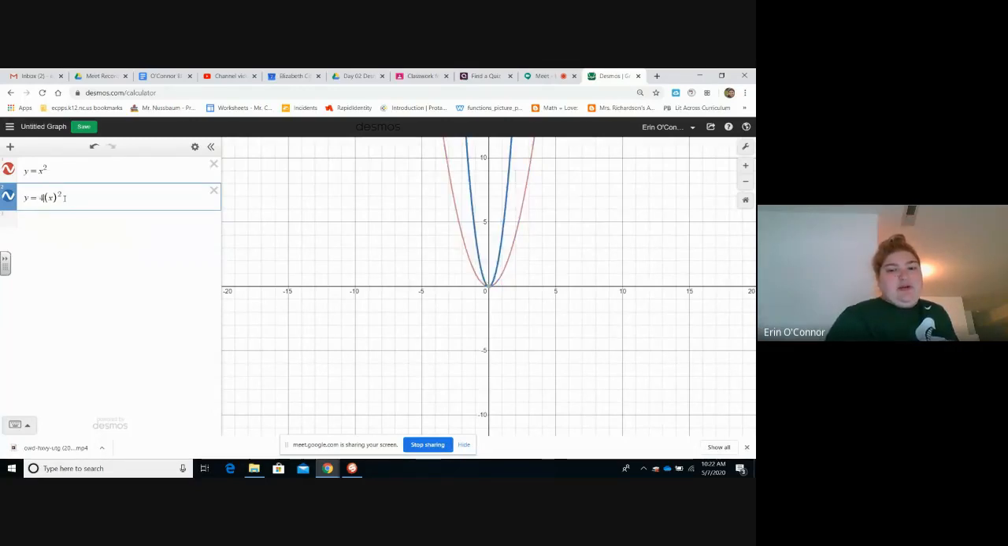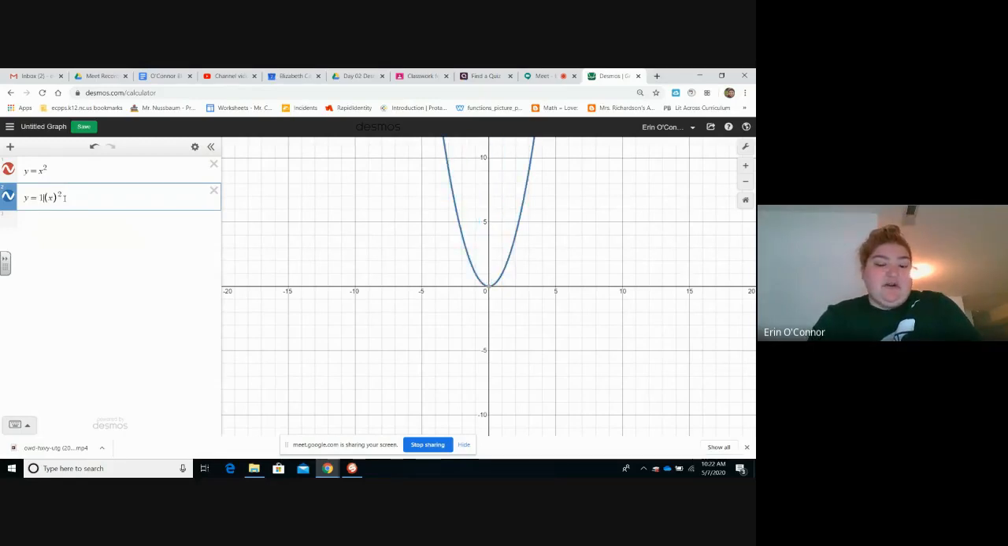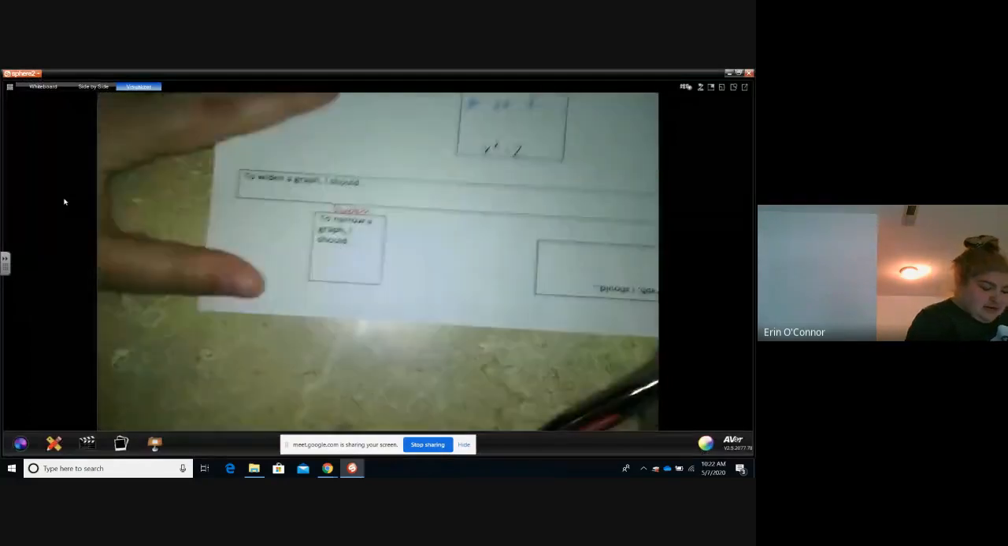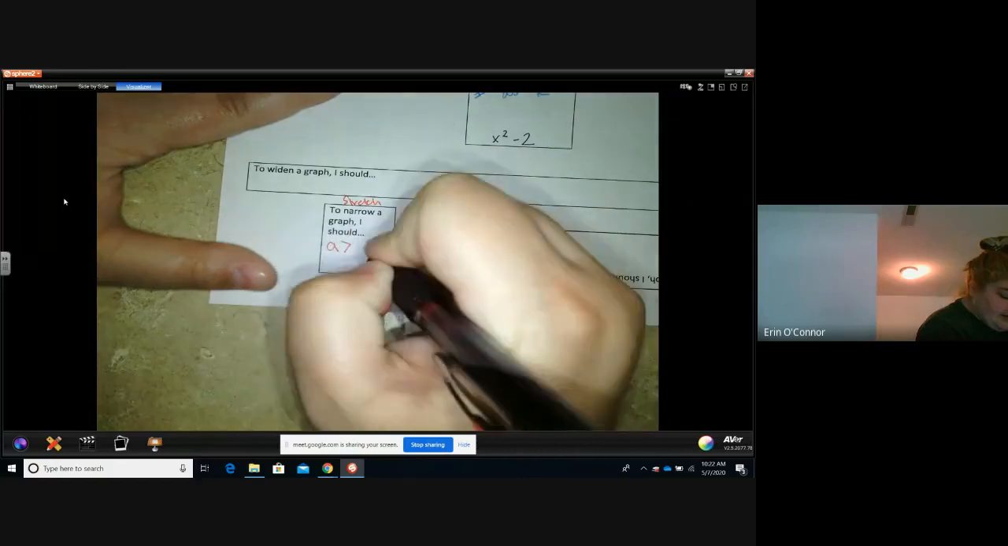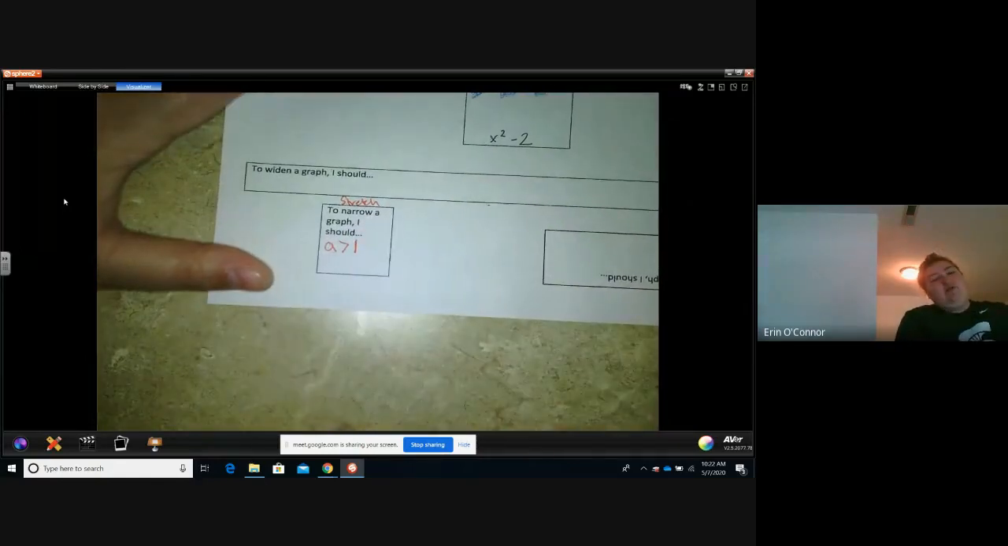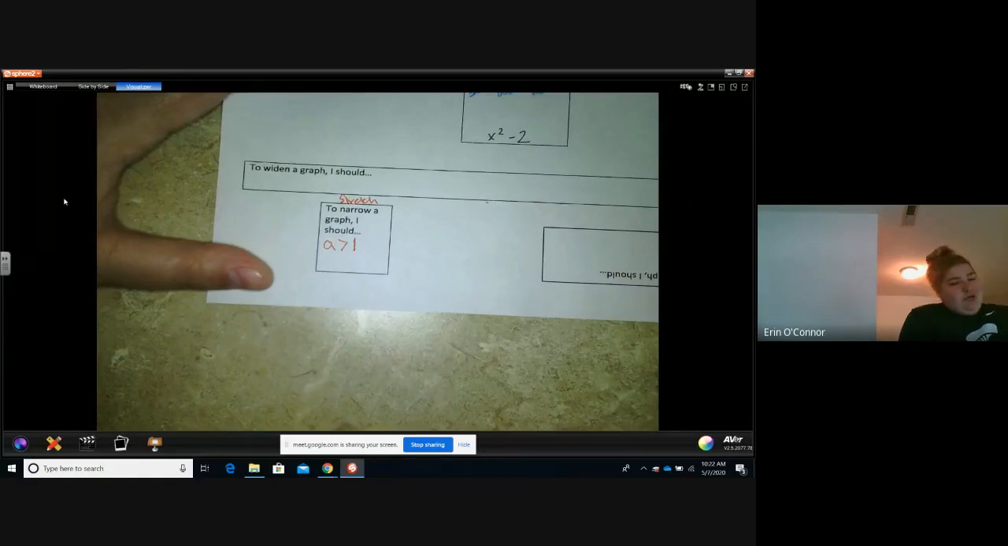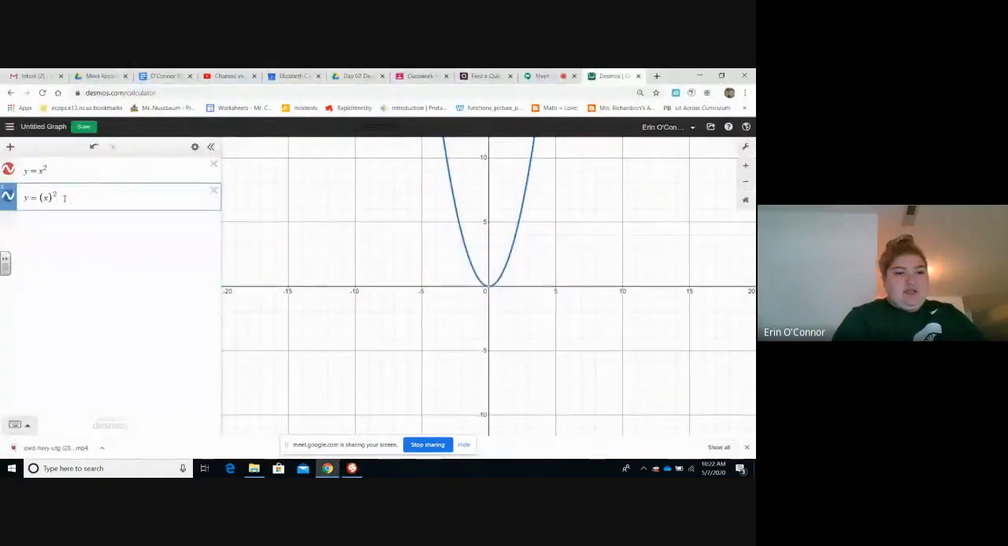So let's see. The original is the red. If I put a 4 in front, I get the blue. So I stretched it. If I put 10 in front, it stretches even more. If I put 12 in front, it stretches even more. Or 112, sorry. So to stretch or narrow, I'm going to put a number. A is going to be greater than 1. It could be 1.2. It's still going to narrow it. And as you can see, if I put 1.2 here, it slightly narrows it.